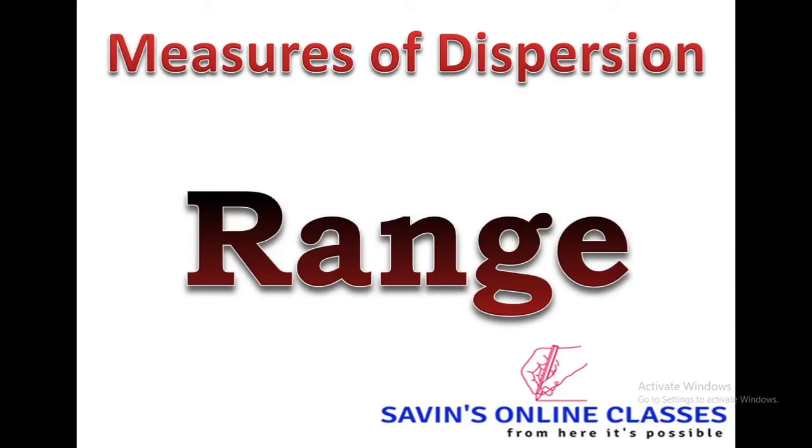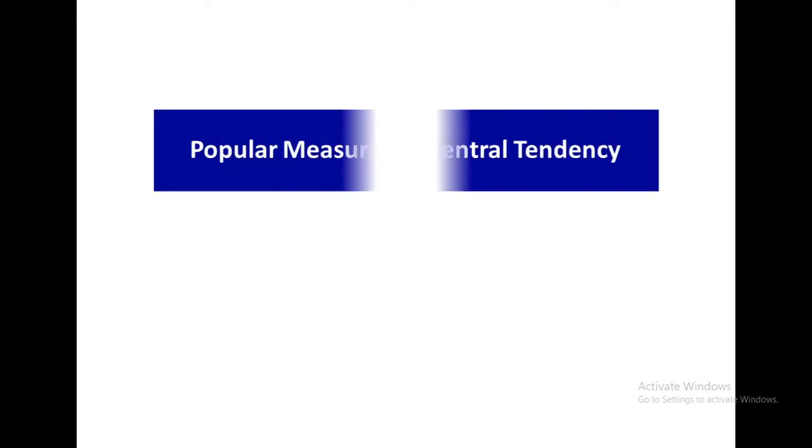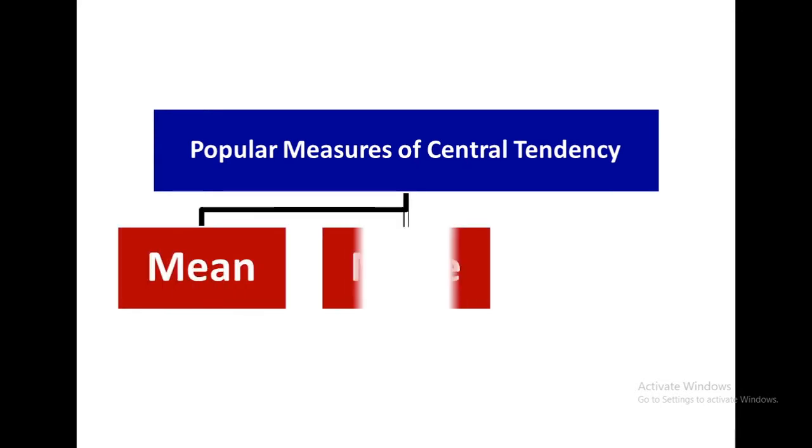Welcome back friends in one more video on measures of dispersion, and in this video lecture range and coefficient of range will be discussed. Two important features of a data set include the center of the data and the spread of the data. And the center can be measured in a number of ways, and the most popular of these are mean, mode and median.